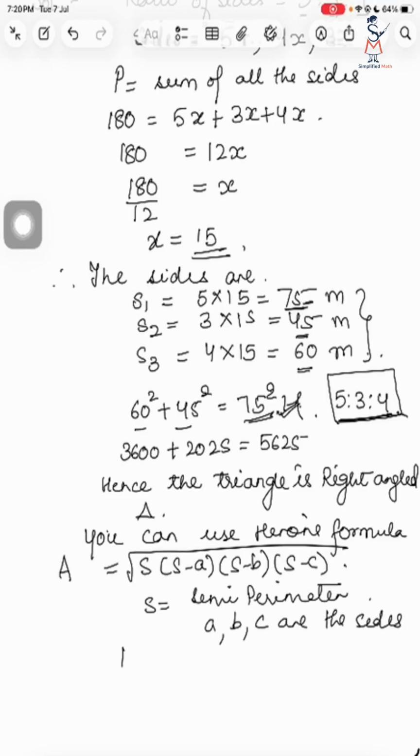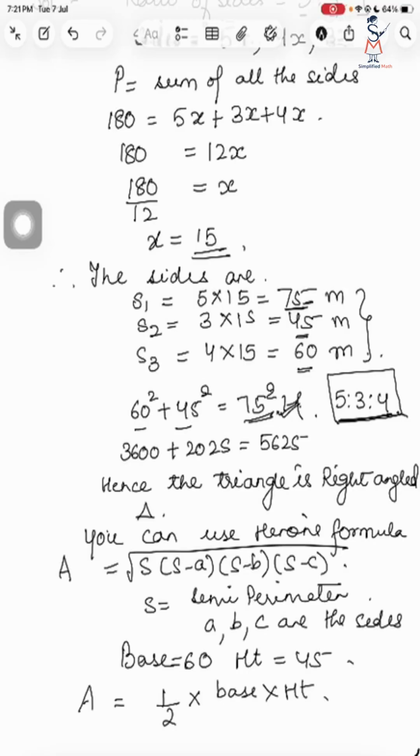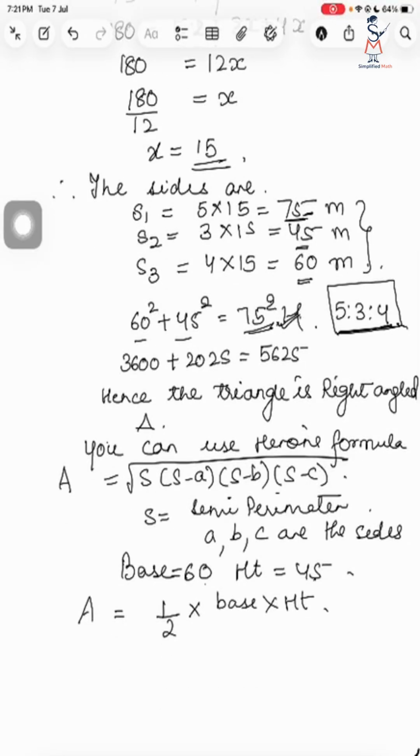So my base will become 60 and my height will become 45. My area according to a right angle triangle will become half base into height. My height can also be 60 and base 45, anything, because it is a right angle triangle. So half into 60 into 45. Fine. This will become 30 into 45, that is 5 3s are 15 and 4 3s are 12, 1350 meter square. So we got the area.